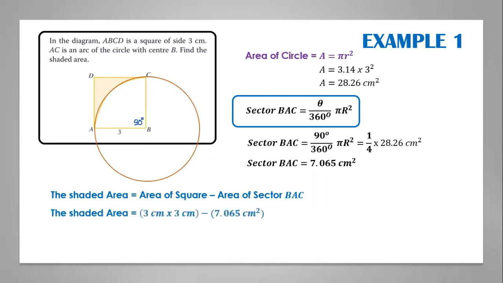So the shaded area is 3 times 3 centimeters square minus the area of sector BAC, which is 7.065 centimeters square. Finally, we found 1.935 centimeters square. So the shaded area is 1.935 centimeters square. Very easy, right?